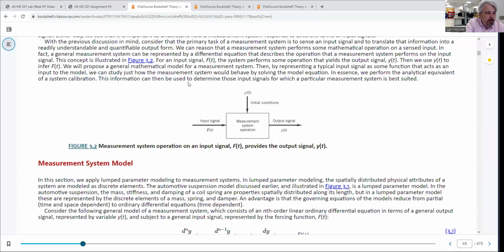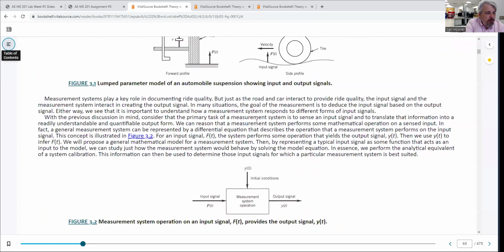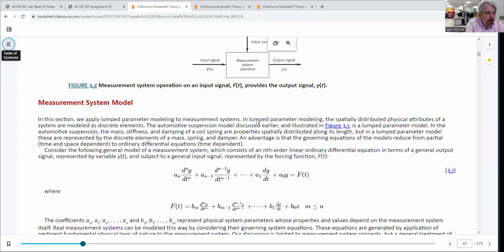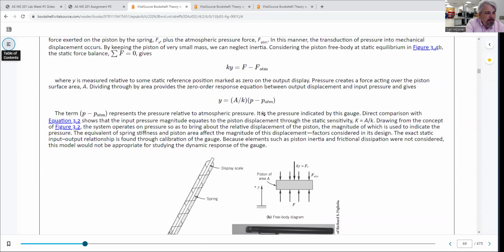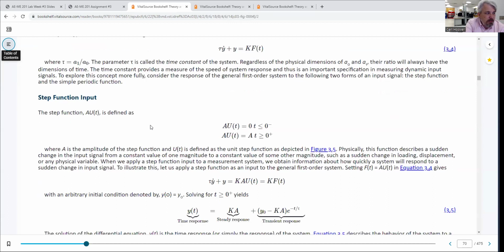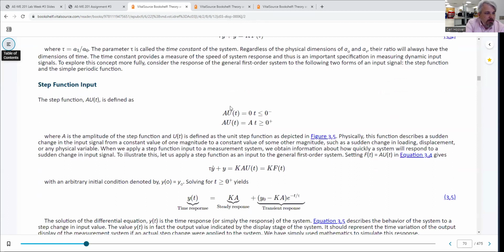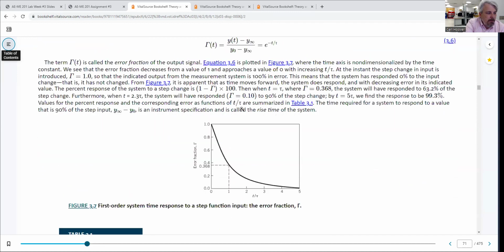So in the textbook, this is shown under Chapter 3, Measurement System Dynamic Response, which discusses different types of special cases, including a first order response. And the first order response, the classic one that we're looking at, is the step input. So if you want to read about the details of that, this is in Chapter 3 of the textbook.